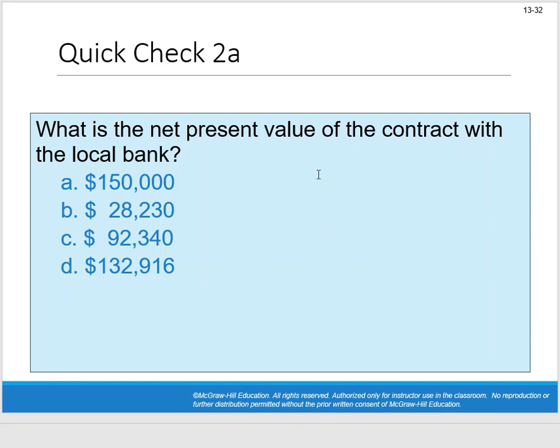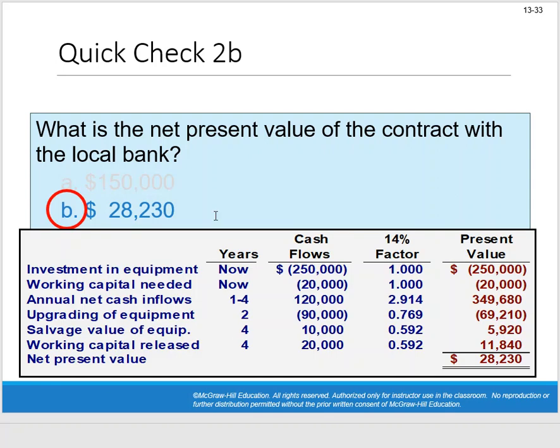It's kind of a lot of work. I'm hoping maybe you came up with one of these answers. Did any of these numbers look familiar to you? Hopefully you came up with B. Does your work look like this?